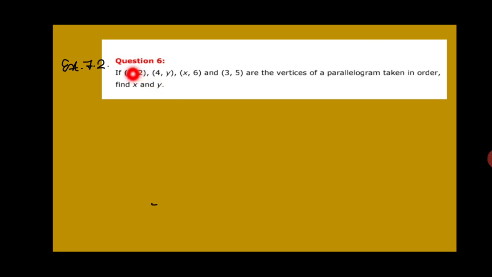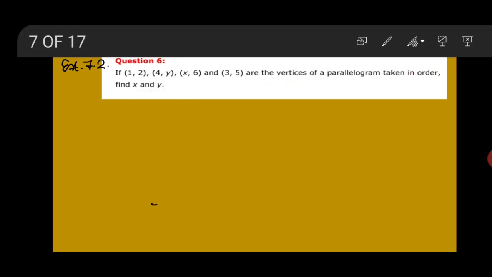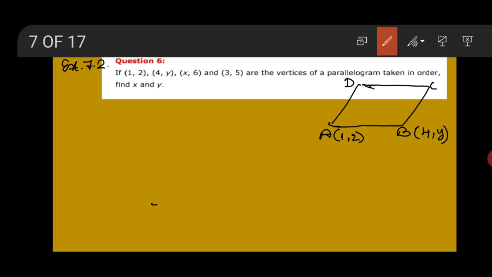If (1, 2), (4, y), (x, 6) and (3, 5) are the vertices of a parallelogram taken in order, find x and y. So first take down a rough figure of a parallelogram whose 4 vertices are given. Take the parallelogram as ABCD. Write down the vertices. Coordinate point of A is (1, 2), B (4, y), C (x, 6), D (3, 5).